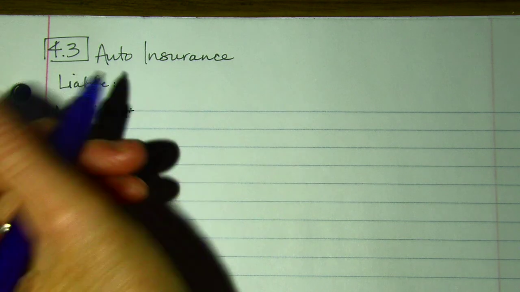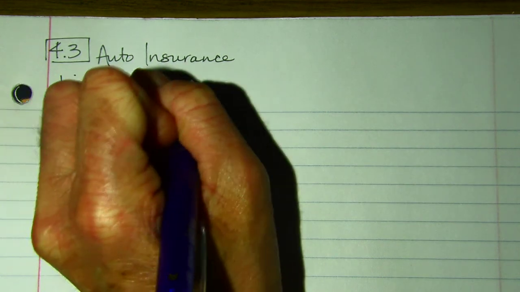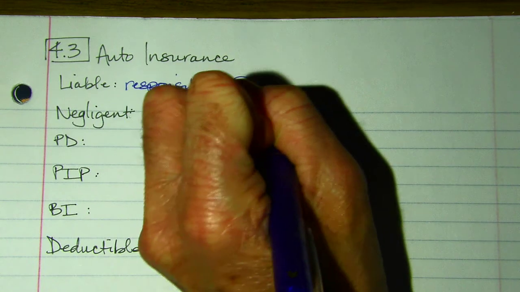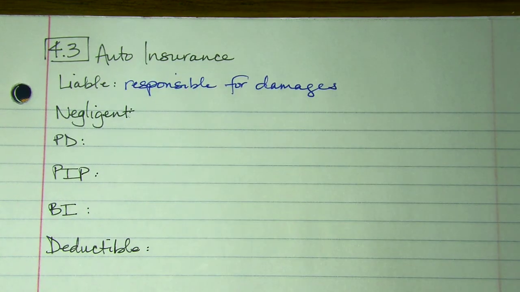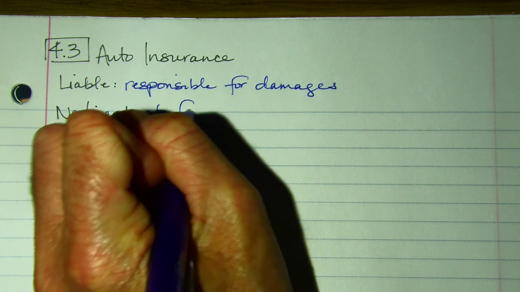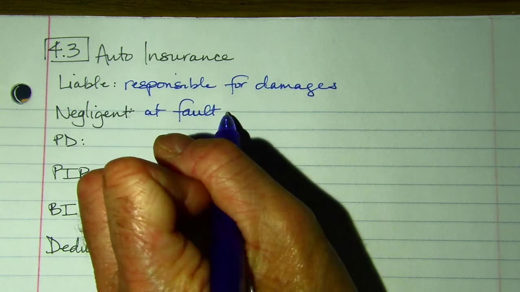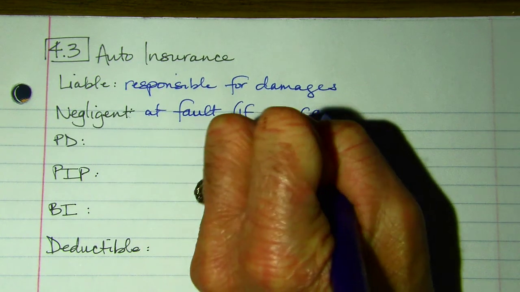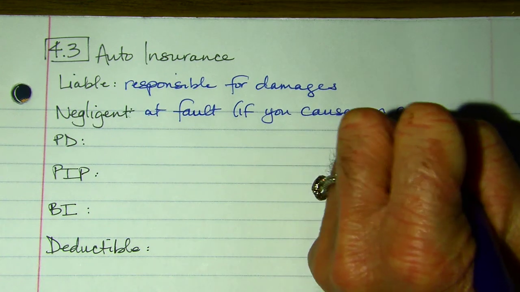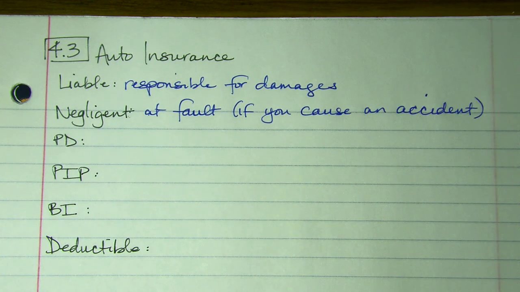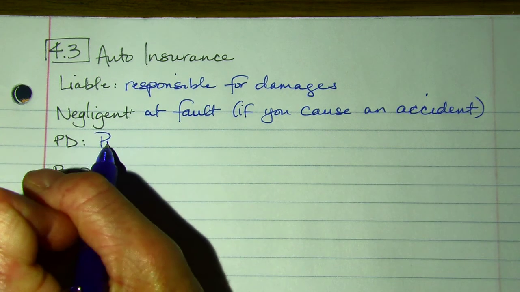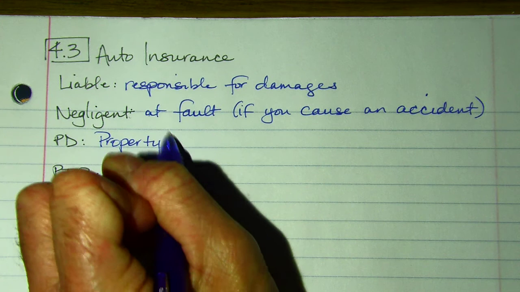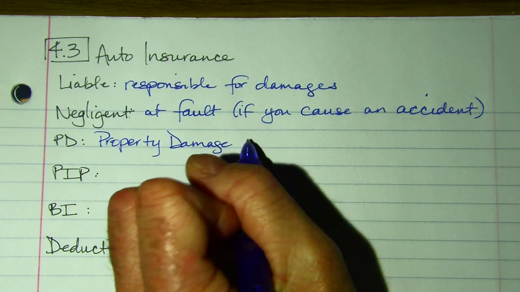The word liable means that you are responsible for damages. Negligent means that you are at fault for the accident. And it can be with another car, or it could simply be with property. So this is any kind of accident or crash causing damage to you, your car, or any piece of property. PD, if you see PD, that stands for property damage liability.